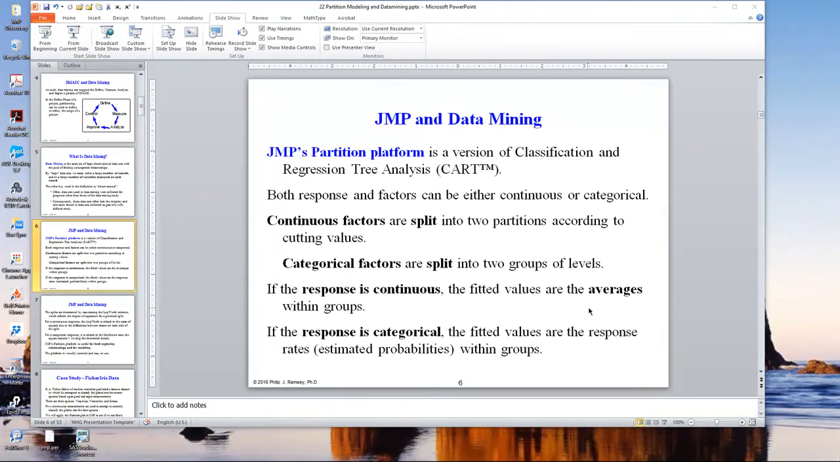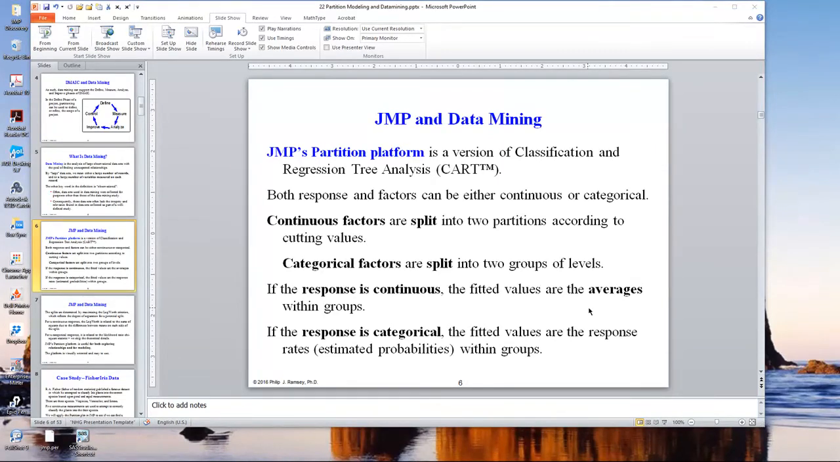Hello, this is an integrity recording on the topic of partition analysis, as it's known in JMP. It is also more commonly called classification and regression tree analysis. And this is both an exploratory method and also a statistical modeling technique.